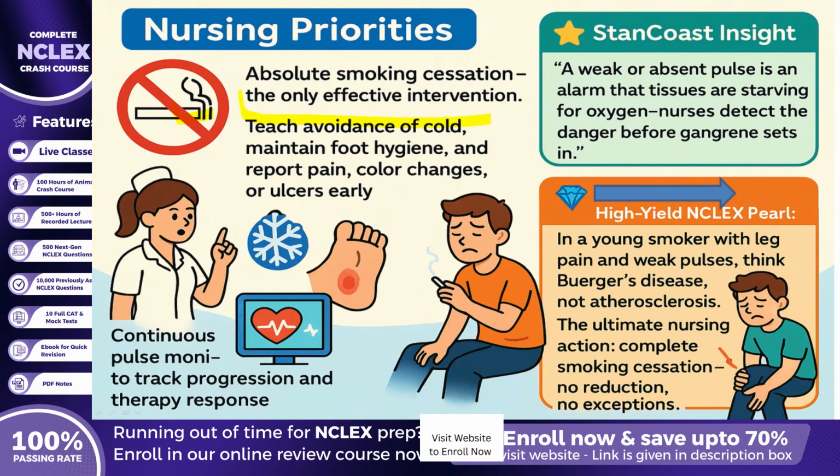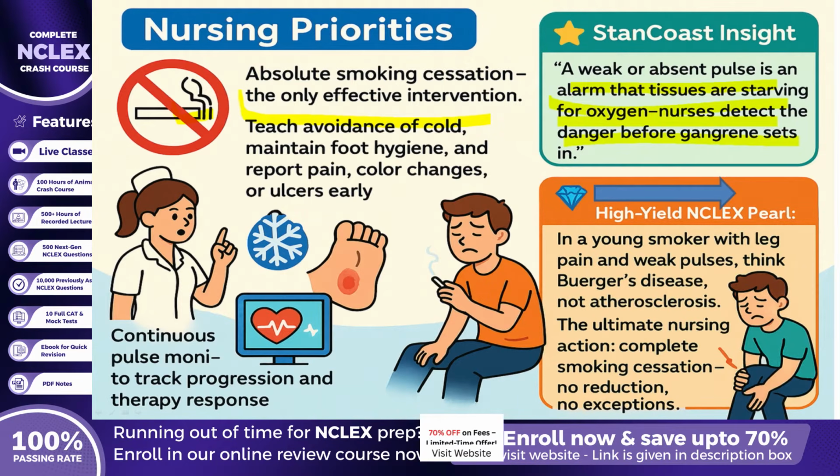Transitioning into a clinical takeaway with Stan Coast. Insight. In Buerger's disease, a weak or absent pulse is not merely a physical finding, it serves as a critical alarm that tissues are being deprived of oxygen. Early identification through vigilant nursing assessment can prevent irreversible ischemic injury.